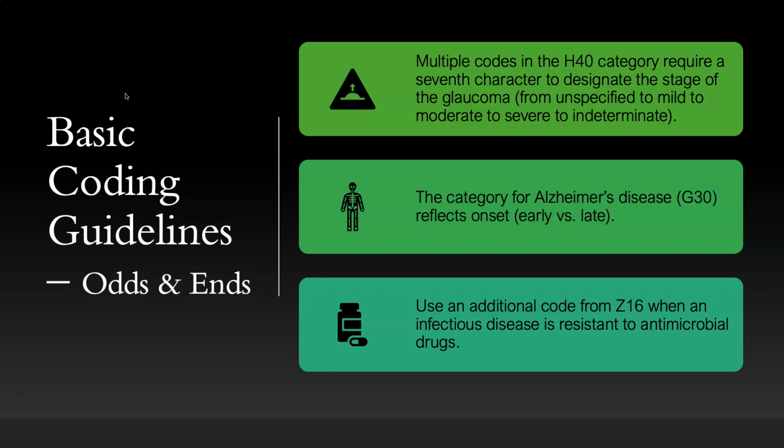Your first code is going to be that urinary tract infection. Your second code is going to be one from the A category that talks about the E. coli infection. And your third code is going to be Z16 something, and it's going to reflect the fact that this infectious disease, this E. coli, is resistant to antimicrobial drugs or antibiotics or those types of things. So I just wanted to clarify that.